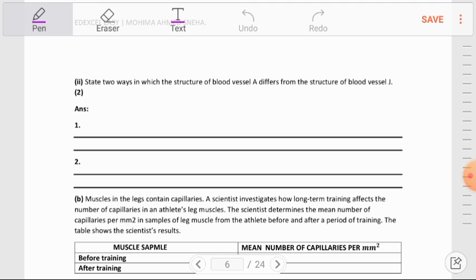State one way in which the structure of blood vessel A differs from the structure of blood vessel J. We know A was the pulmonary vein and J was the pulmonary artery. It doesn't matter which type, but at the end of the day, J comes into the criteria for arteries and A comes into the criteria for veins.